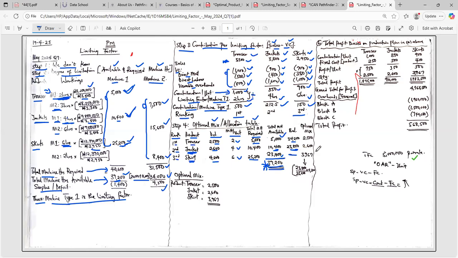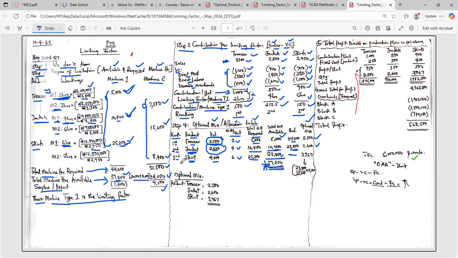So since we have a zero balance, we'll go to our optimal mix. For our optimal mix, how do we allocate? Don't forget that trouser needed 5,000, and we gave trouser the whole 5,000. So it means that trouser can produce the whole 25, which is this 25 you are seeing here. The next one is jacket. Jacket needed 10,400, and we gave jacket the whole 10,400. So that means jacket can produce the whole 2,600. That's why you see 2,600 here.